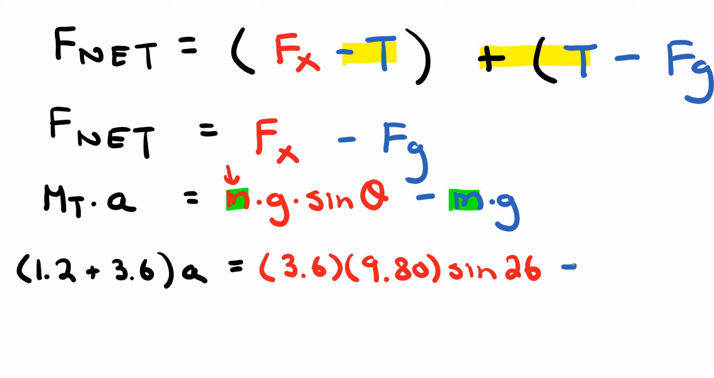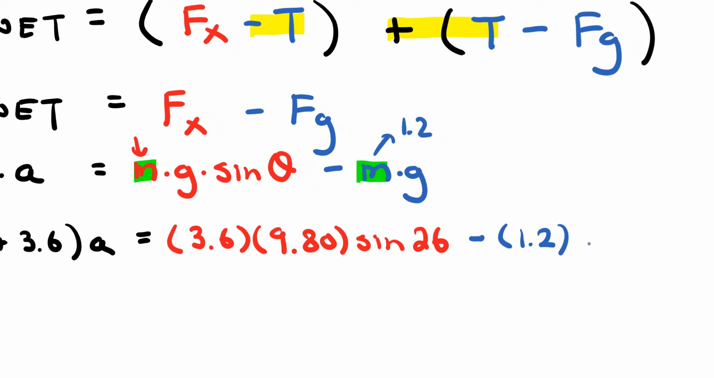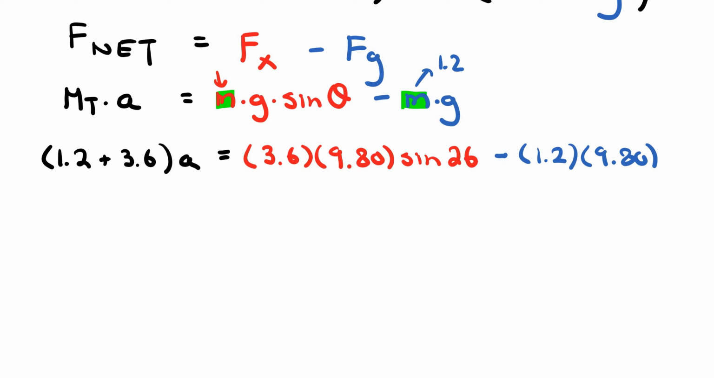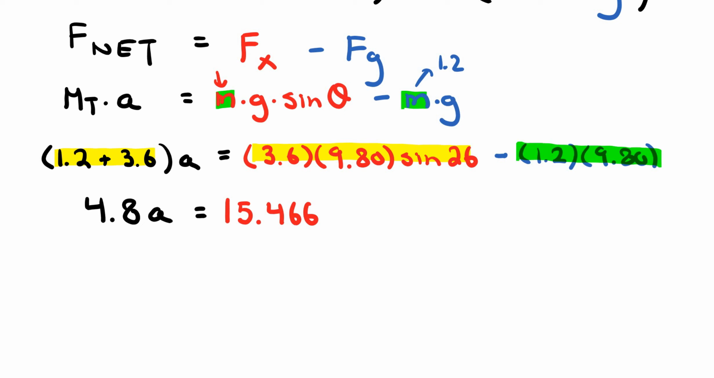Finally, I subtract that from mass times the acceleration due to gravity, and this is the 1.2 kilogram object, multiplied by 9.80. From here on, we're just doing calculations. Adding 1.2 and 3.6 gives 4.8 times the acceleration. Multiplying out the red font gives 15.466, and multiplying out the green font gives 11.76.